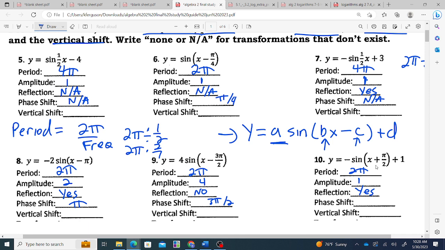Anyway, number 10 is different. I'll look at number 10. It says plus pi over 2. That means my phase shift is negative pi over 2 because the formula wants it to be negative. So if it's positive, you know. So anyway, now the last one, vertical shift.